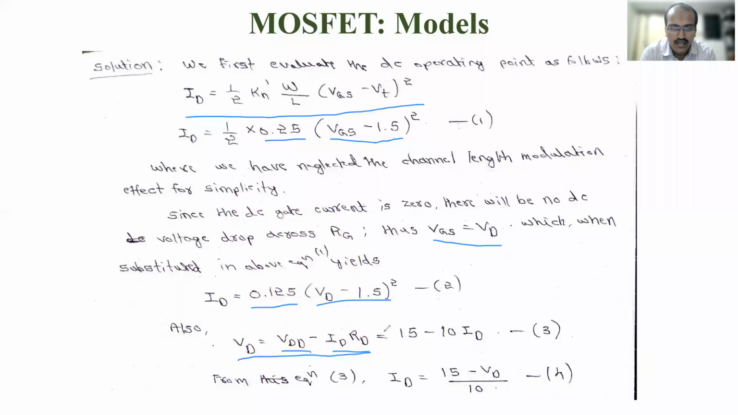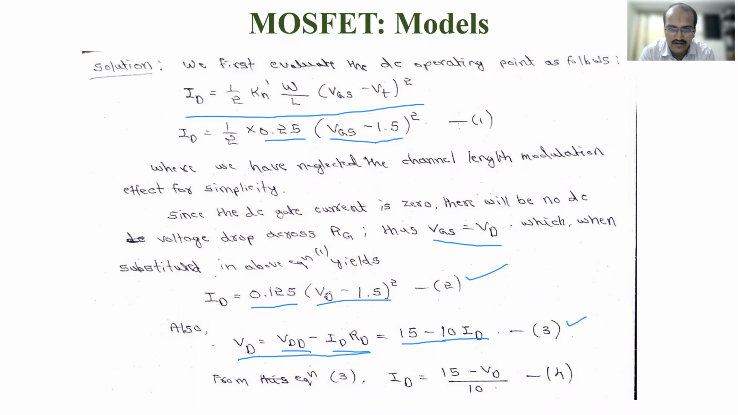Okay, so VDD value is 15, and we don't know the ID value. So that's why I will substitute RD value, which is 10 kilo ohm. So I will substitute just as 10 ID, 15 minus 10 ID. Okay, so this is equation number 3. So now equation 2 and 3, we can merge and we can solve for ID.